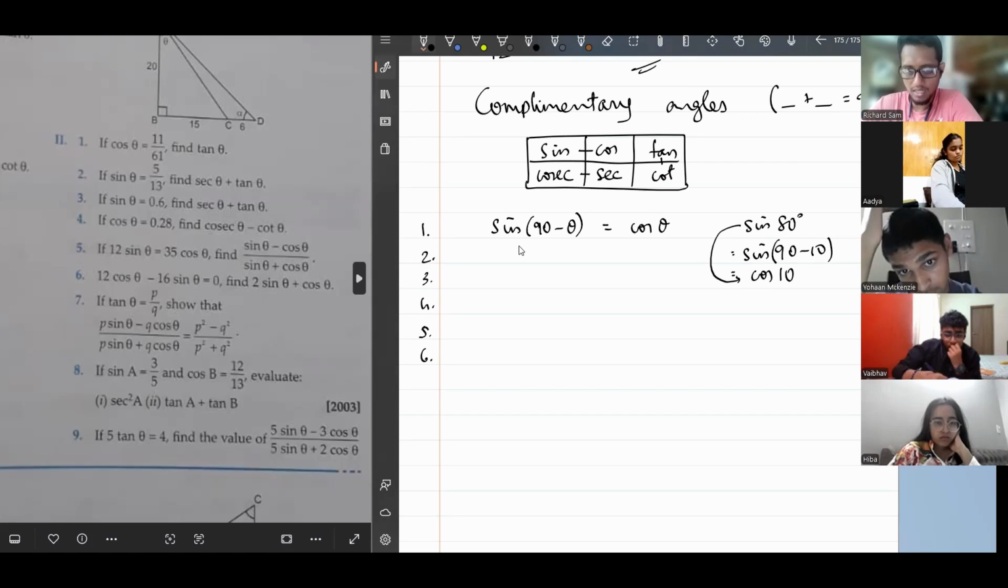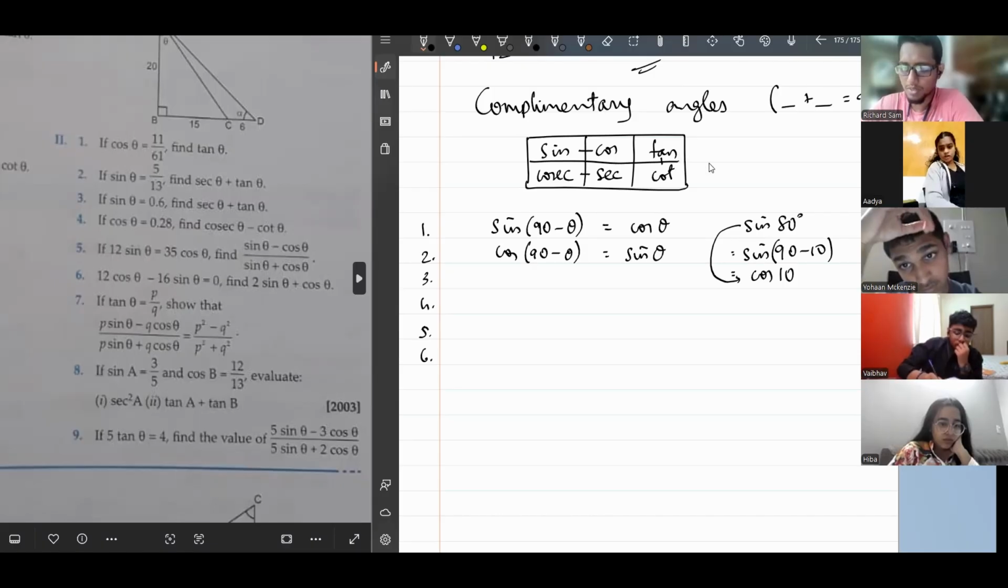The second one would be cos. Cos 90 minus theta would be what? Sin theta. In the same way, tan 90 minus theta is what? Tan 90 minus theta would be cot theta, and cot 90 minus theta would be tan theta. Similarly for cosec and sec also. I hope all of you have understood how these 6 formulas are there and how we can use them. Any doubt? Note this down, and if you have any doubt, please ask me.